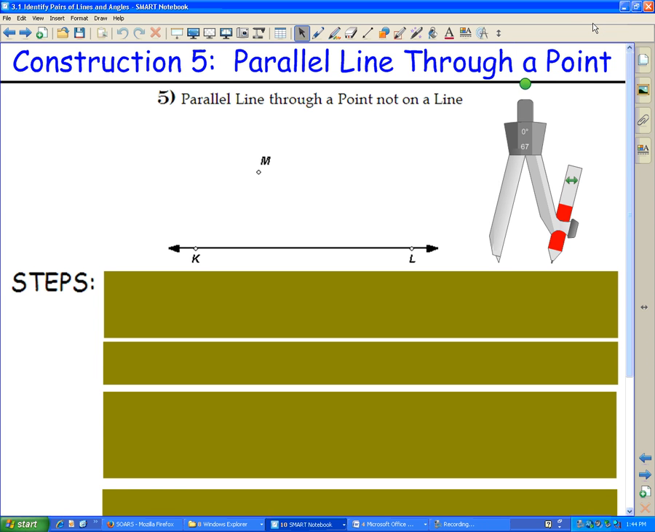All right, this is a walkthrough or demonstration of how to construct a parallel line through a point not on a line. So from our picture right here, we would want to construct a line through point M that was parallel to line KL.